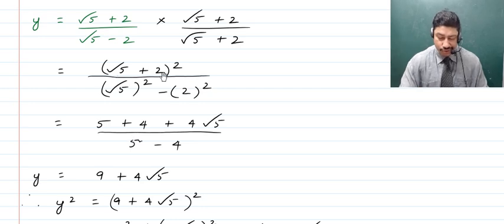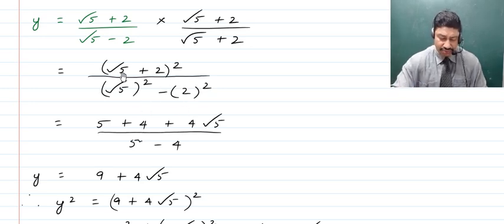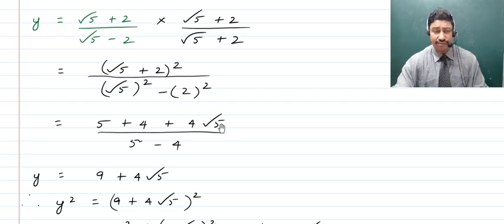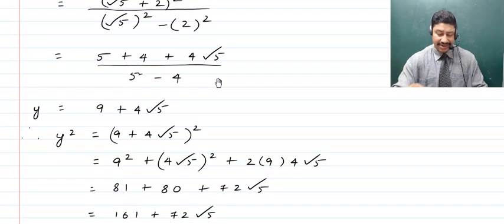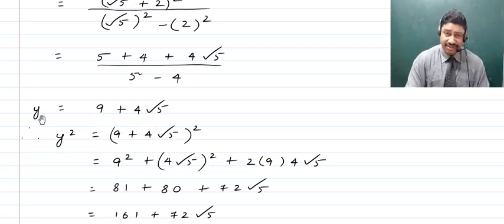Now if we talk about the numerator, it is again a plus b whole square. So that will become equal to a square plus b square plus 2ab. As such, it becomes equal to root 5 square, that is 5, plus 2 square, which is 4, plus the 2ab term, which is 2 times root 5 times 2, so that will be plus 4 root 5. Now children, 5 plus 4 is 9. As such, this becomes equal to 9 plus 4 root 5. Remember, this is just the value of y.